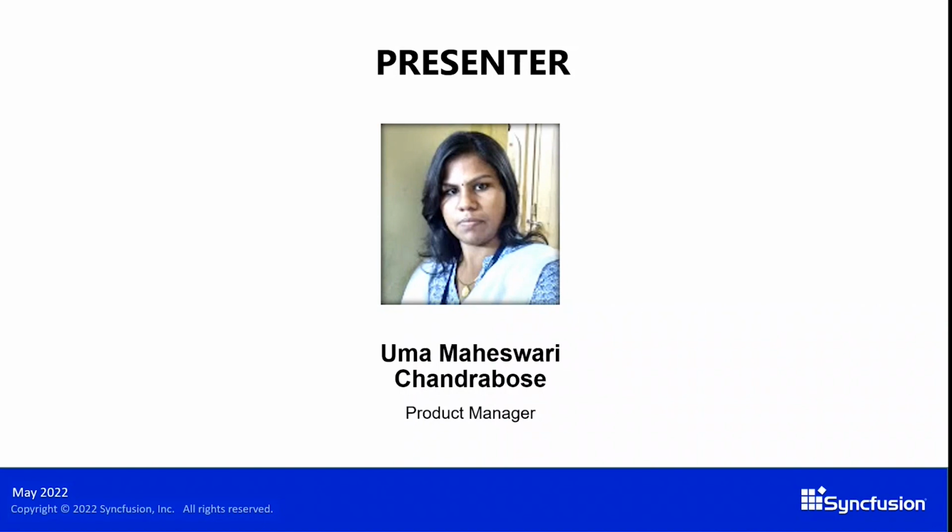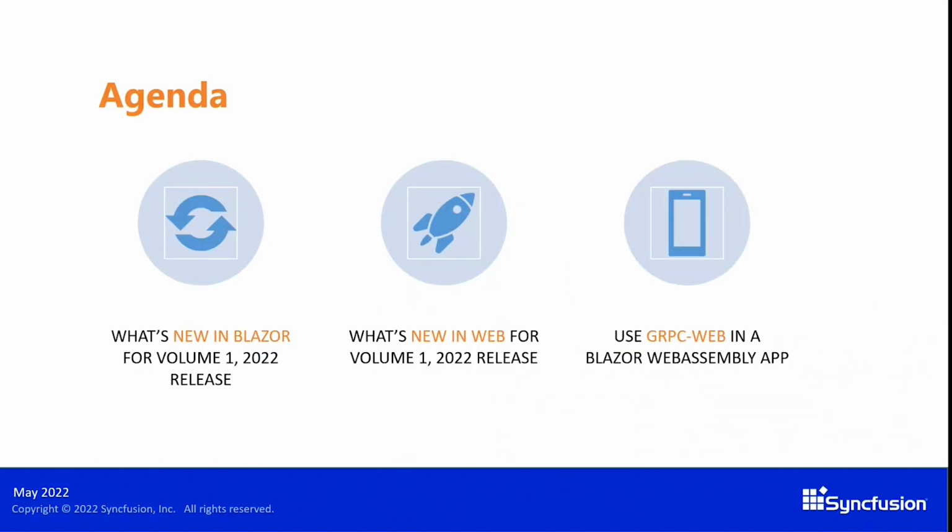So now today in this webinar, I'm going to present you the topics. What are the new stuffs introduced in Blazor components for this Volume 1 2022 release? And what are the new things added to our web components, I mean, Essential JS2 components for this Volume 1 2022 release, as well as at last, we'll see how to use gRPC-Web protocol in a Blazor WebAssembly application. So let's dive into the topics now.